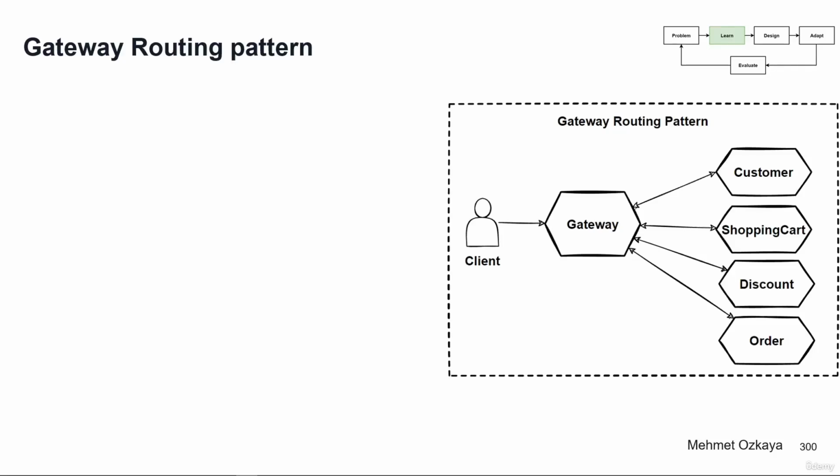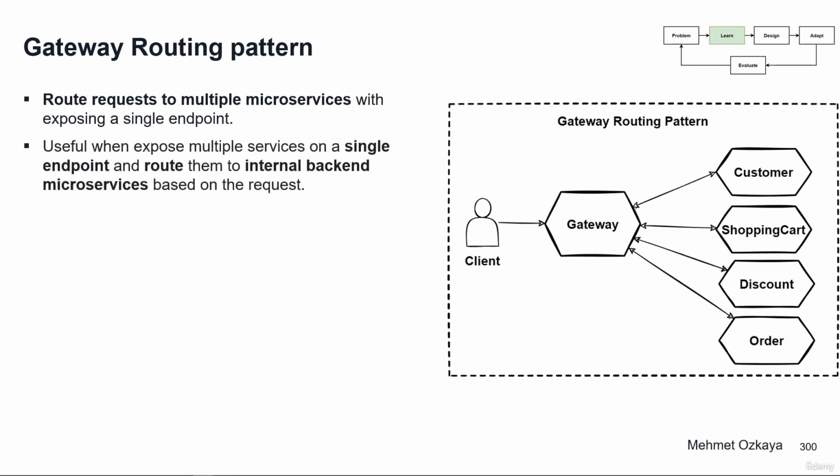In this video, we are going to learn the gateway routing pattern. The gateway routing pattern routes requests to multiple microservices while exposing a single endpoint. This pattern is useful when we want to expose multiple services on a single endpoint and route them to the internal backend microservices based on the request.